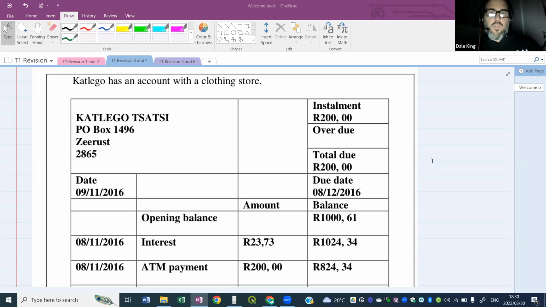But a lot of people do this because they can't afford to pay a big amount at once. So they'd rather open an account, take what they need, and then pay a little bit over time. All right. So it's like loaning, it's like borrowing from the store. So you take the clothes, you owe them now, and then you have to pay a little bit over time.